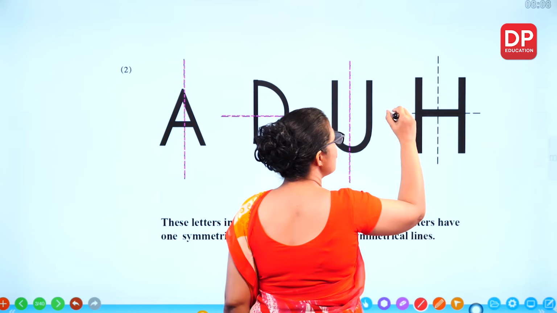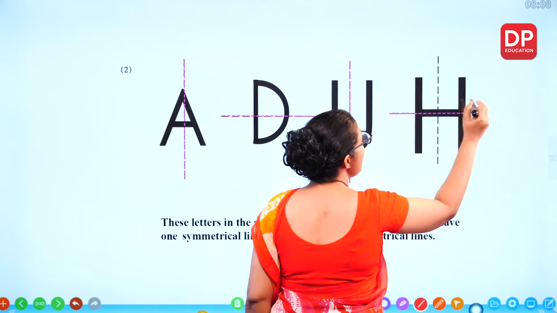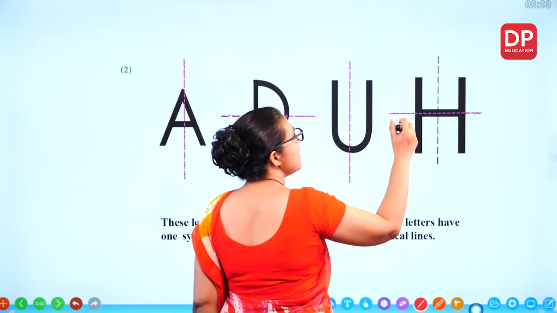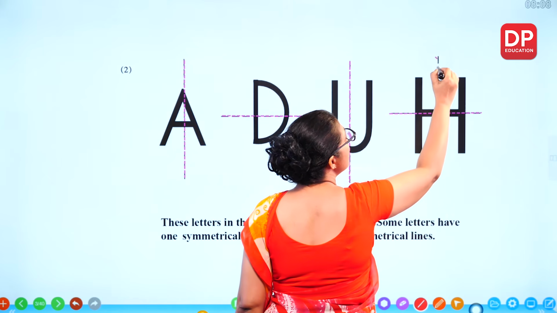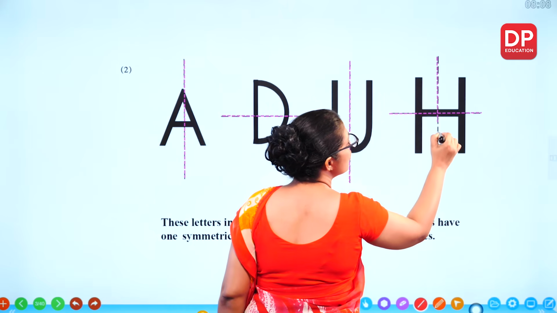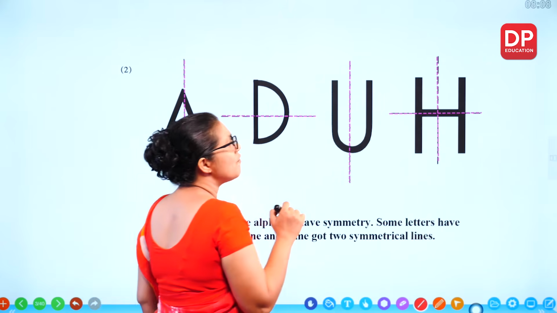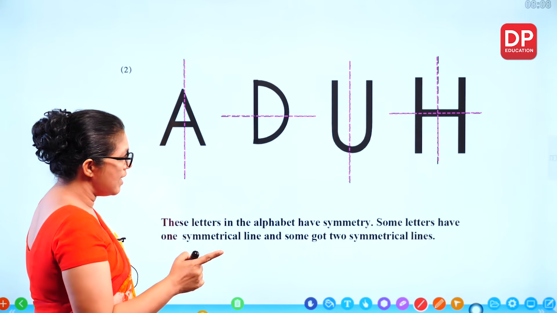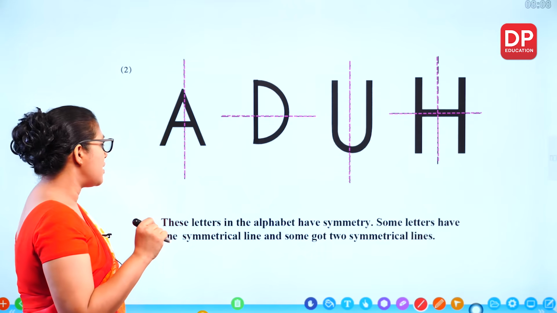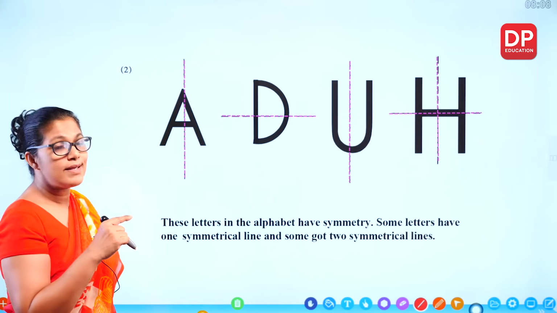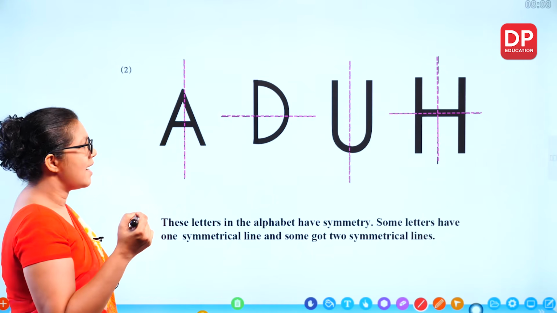When you take the H letter, if this height is equal to this height, we can draw here as well as here. So two axes of symmetry there. So these letters in the alphabet have symmetry. Some letters have one symmetrical line and some have two symmetrical lines. So H has two symmetrical lines.